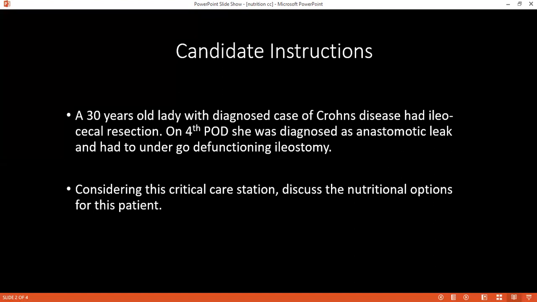So what are the signs of malnutrition that you look for in a patient? Signs of malnutrition like weight loss, more than 10% within 3 to 6 months, and BMI less than 18.5 kg per meter squared. Because this is a post-op patient, you look at the poor wound healing. You look at the low albumin.